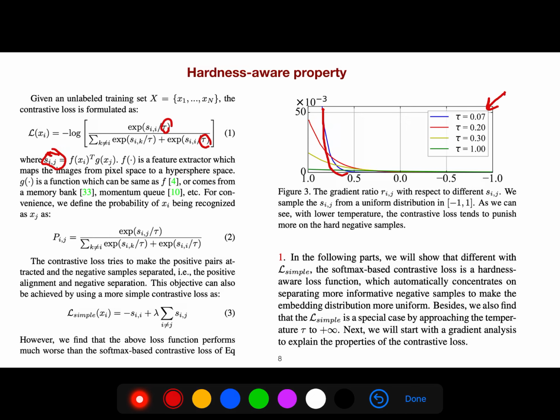This is the contrastive loss for each of the images, and here the objective can be written like this: you sum over all combinations of i and j. When we fix i, you sum over all j, and lambda again is a hyperparameter. So we define the probability of xi being recognized as xj.